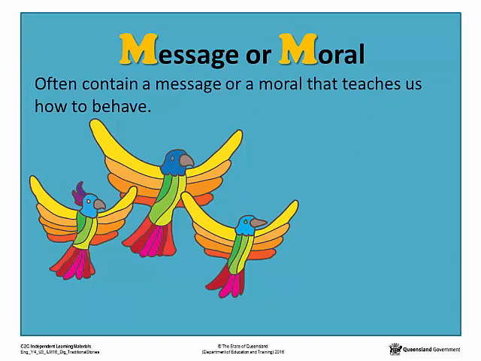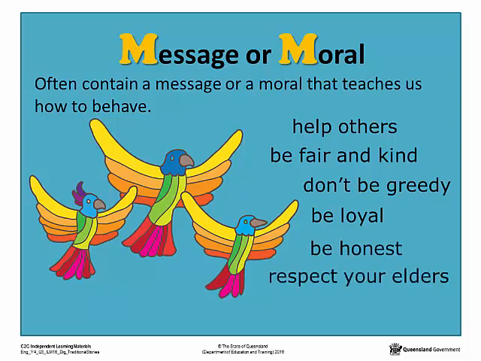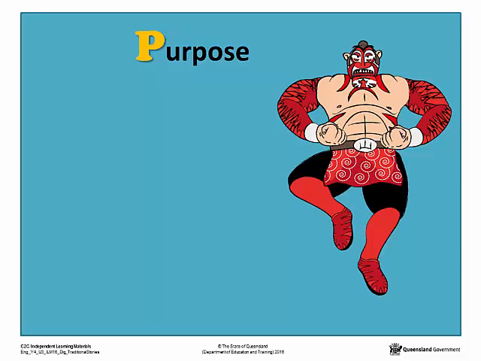The next letter in CHOMPS is M. M stands for message or moral. Folk tales often contain a message or a moral that teaches us how to behave. Some examples include help others, be fair and kind, don't be greedy, be loyal, be honest, respect your elders, be humble. The P in the word CHOMPS stands for purpose.